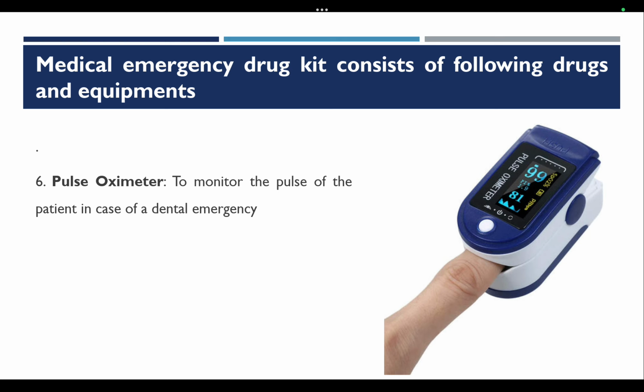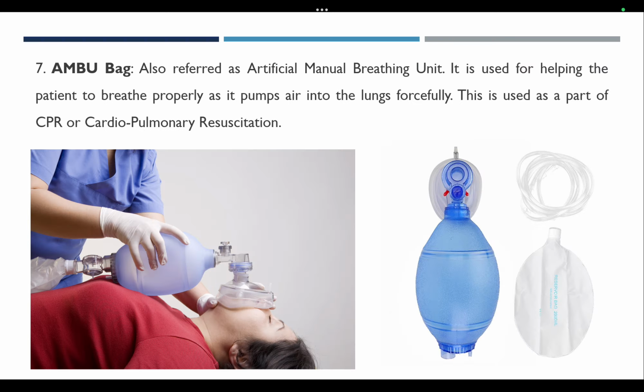Pulse oximeter also is a very important equipment that is used to monitor the pulse of the patient in the case of a dental emergency. An artificial manual breathing unit bag also is important to have available, which is a part of the CPR. It's used instead of mouth to mouth breathing. It's used for helping the patient to breathe properly and pump air to the lungs forcefully.